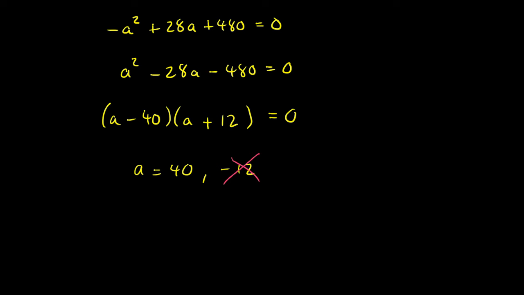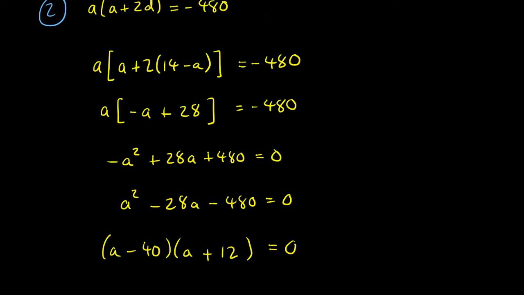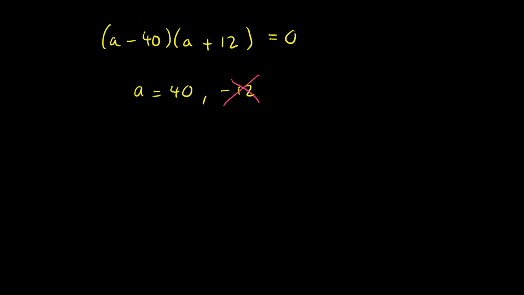Okay, all right, so then what we want to do next, we want to find the value of D. Well, D was equal to 14 minus A, so D is equal to 14 minus 40, and so that will be equal to negative 26, I think. All right, so I get A is 40, D is negative 26. Let me just check the mark scheme. Yeah, that is exactly right. Okay.